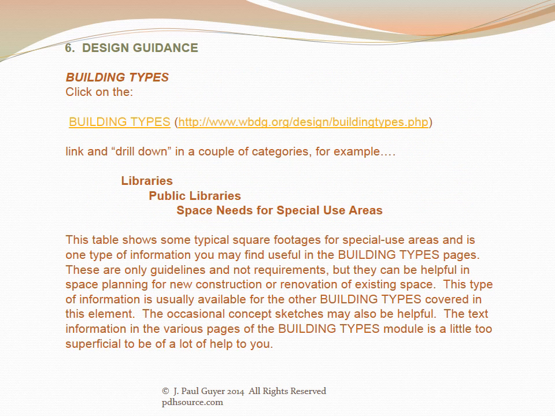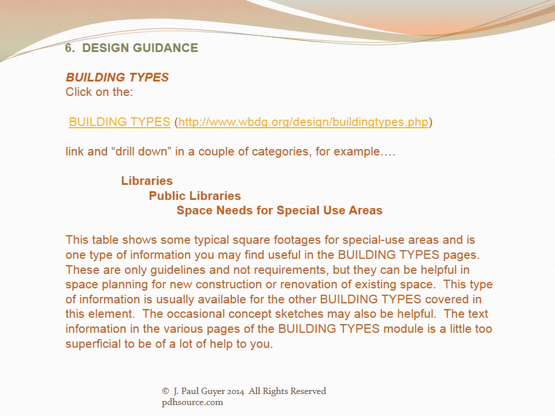Clicking on the Building Types submenu, drill down in a couple of categories. For example, clicking on Libraries, then on Public Libraries, then on Space Needs for Special Use Areas. There you will see a table that shows some typical square footages for special use areas and is one type of information you may find useful in the Building Types pages. These are only guidelines and not requirements, but they can be helpful in space planning for new construction or renovation of existing space. This type of information is usually available for the other building types covered in this element.